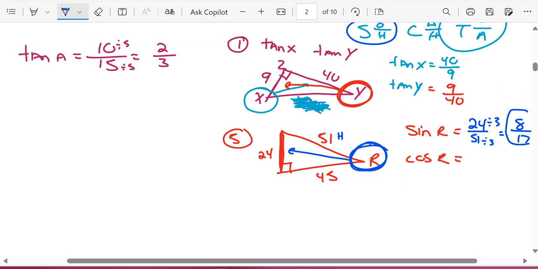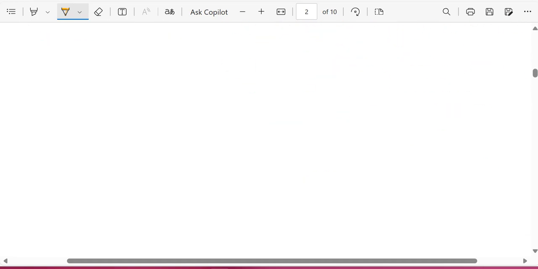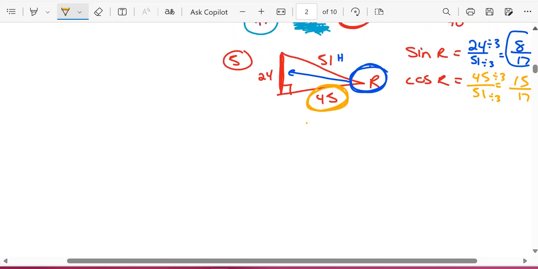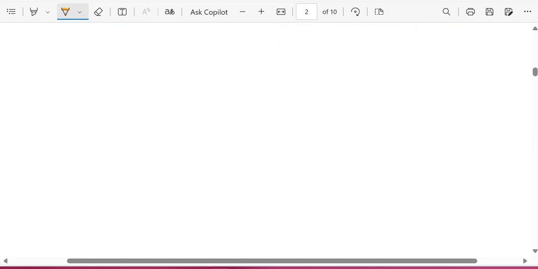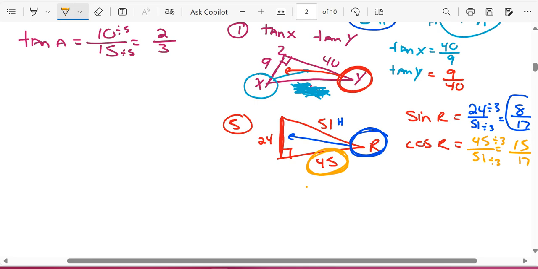The cos of R is adjacent over hypotenuse. So for the cos of R, this is the adjacent side, 45, and the hypotenuse is 51. Again, they can both be divided by 3. 15, 17. All right.